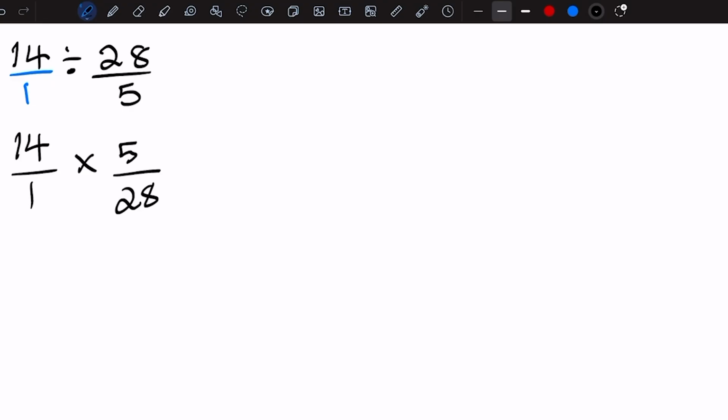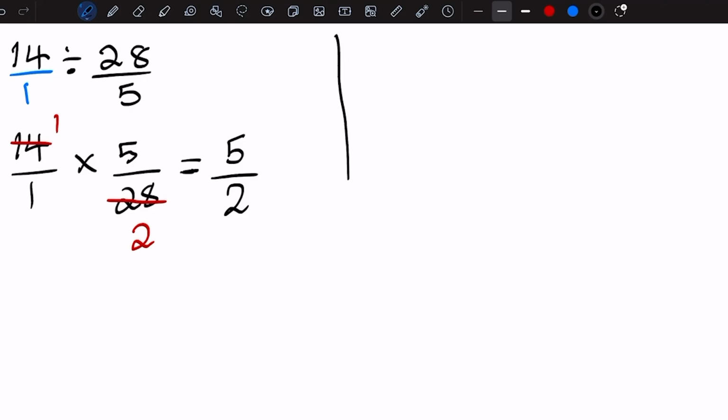Let's look at this. I see that the 14 and 28 can be simplified. 14 into itself goes 1 time. 14 into 28 goes 2 times. With that, all we're going to do is multiply across because there's nothing else that can be simplified. 1 times 5, that's 5. Then 1 times 2 gives us 2.